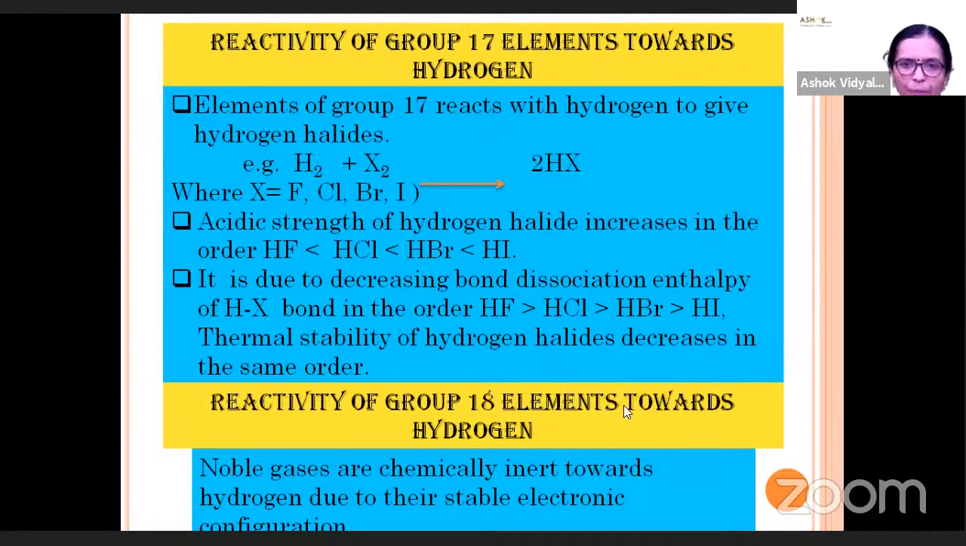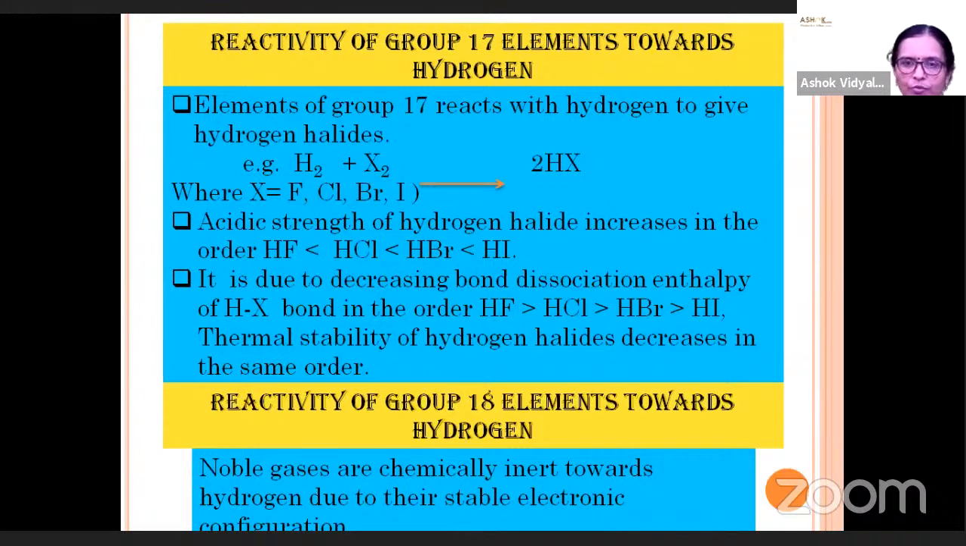Reactivity of the group 18 elements towards hydrogen. As we know, group 18 elements are the noble gas elements, or you can say the inert gas elements. These are chemically inert. Their outermost shell is completely filled, so they are inert elements. They are inert towards hydrogen due to their stable electronic configuration. They do not react with hydrogen. This is all about the reactivity of group 16, 17 and 18 elements towards hydrogen.